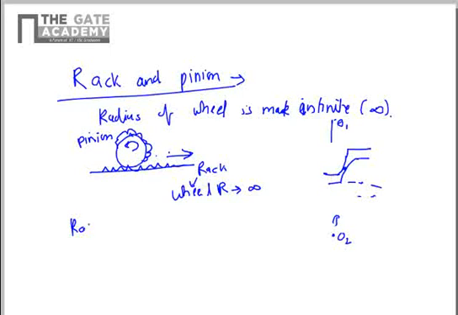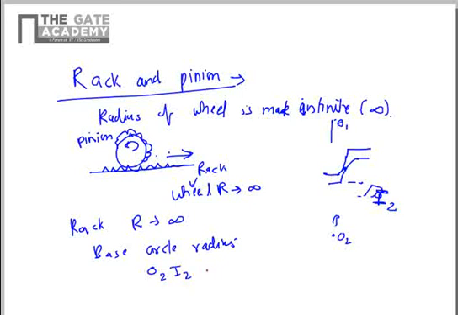So for the rack, since R is equal to infinity, the base circle radius, that was the quantity O2I2, will also be infinity. Hence, you know that the involute profile is generated from the base circle by drawing a tangent, like this. This is the point I2, this is the base circle center, O2 is the same as the wheel center, and then the involute profile is drawn by unwinding a thread from a spool.